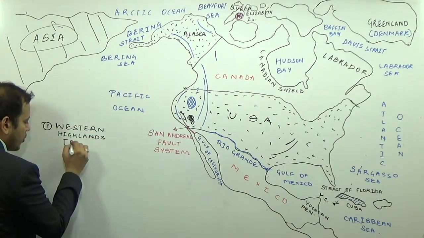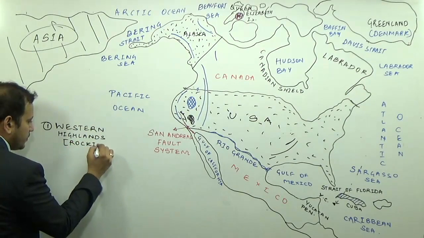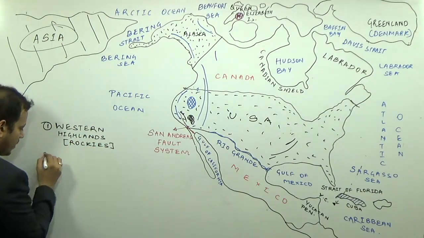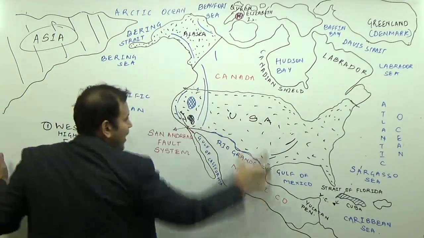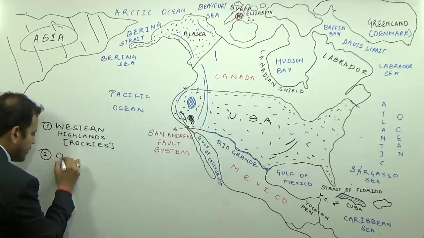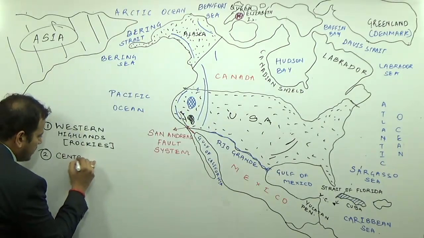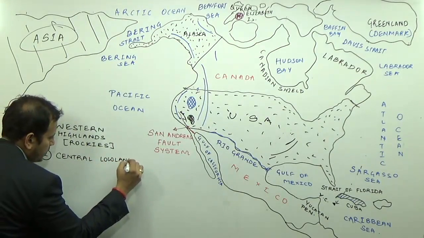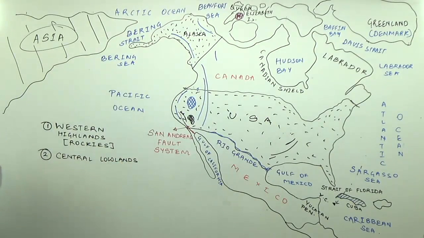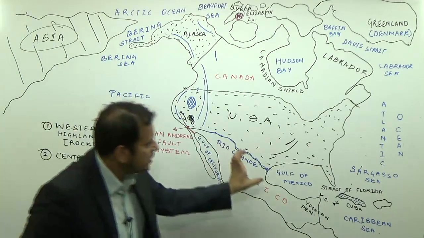Which are made up of Rocky Mountains. Second, it is divided into Central Lowlands. This entire part is the Central Lowland region. Third, it is divided into the Eastern Highlands.